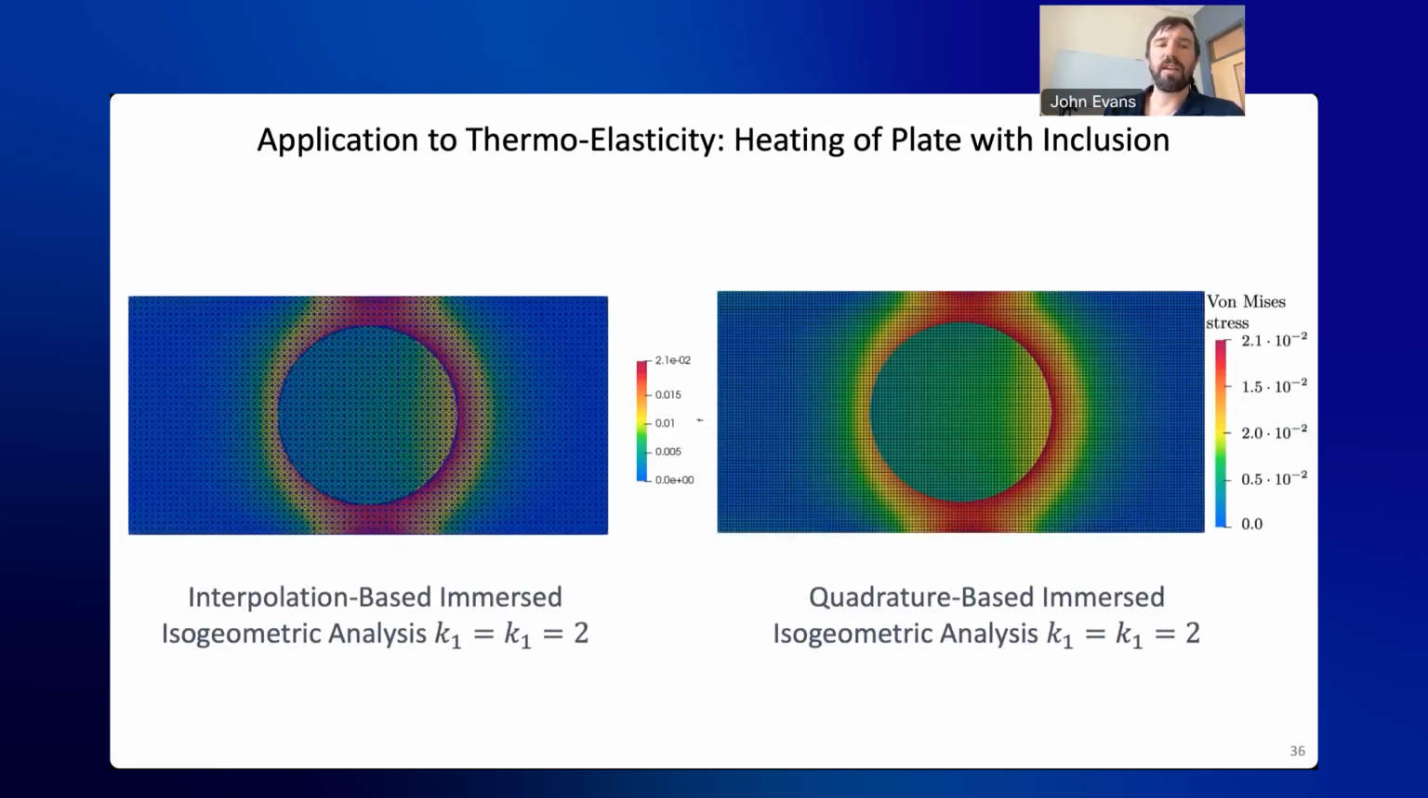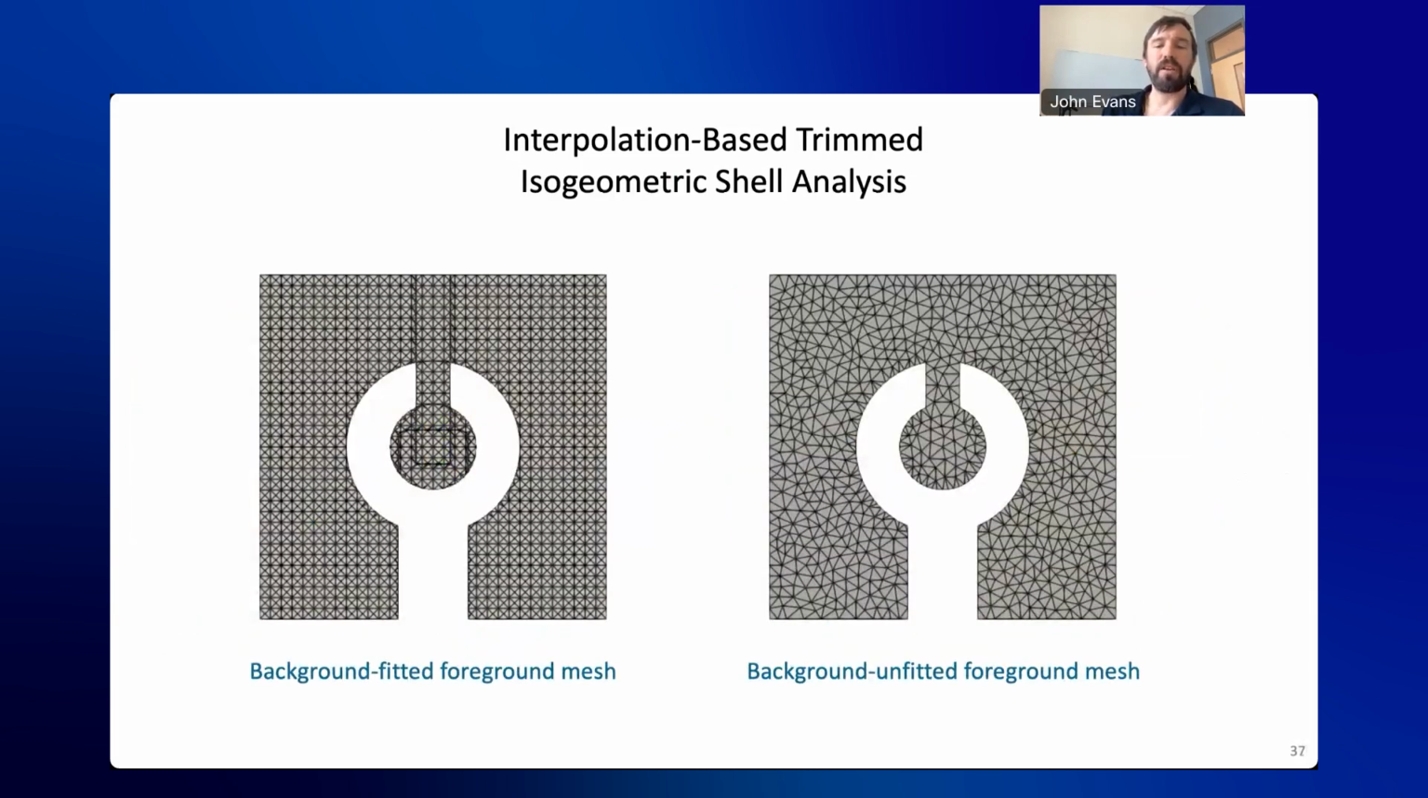And you can take a look at comparing interpolation-based and quadrature-based immersed isogeometric analysis with the same background mesh, and you can see that we're nailing the von Mises stress. Then just a last eye candy before I talk a little bit more about transforming classical codes into immersed codes using our software package Exum.